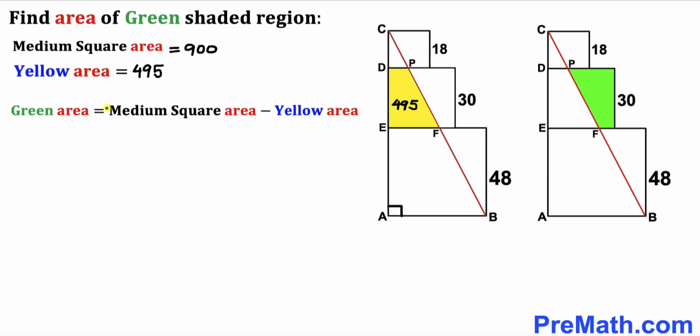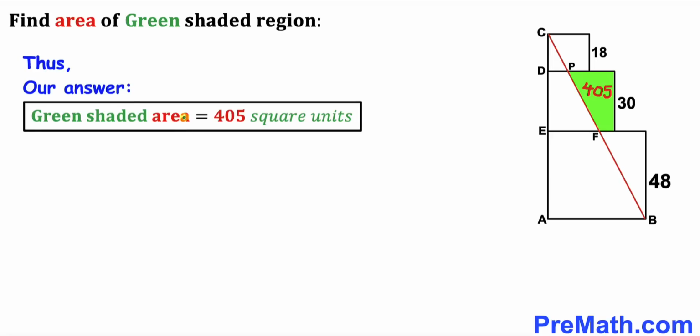And here's our final step. Let's calculate the area of this green shaded region. This is going to be equal to, according to this equation, medium square area minus the area of the yellow region. And we know our medium square area is 900 and the yellow area is 495. Let's plug it in over here. So I'm going to write down 900 minus 495. So that is going to give us 405 square units. So thus the area of this green shaded region turns out to be 405 square units.